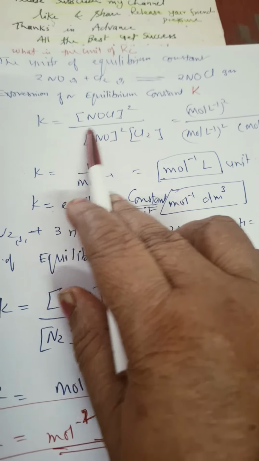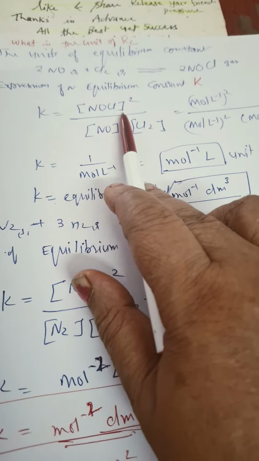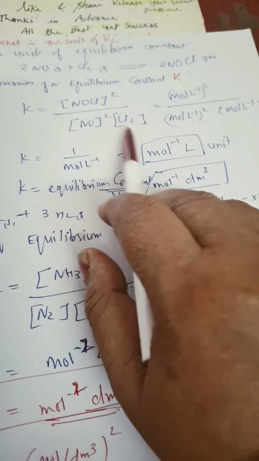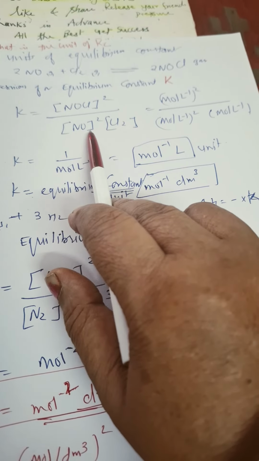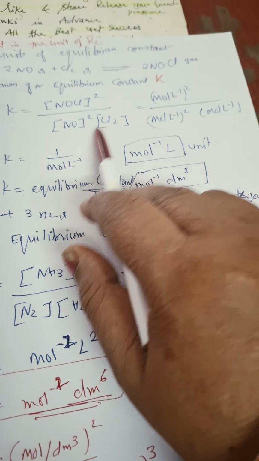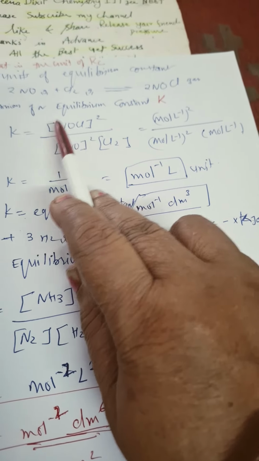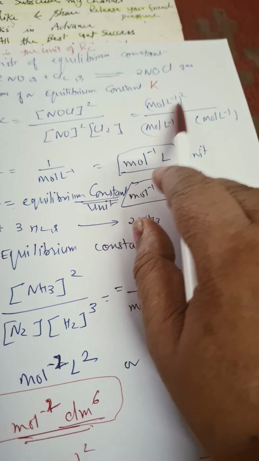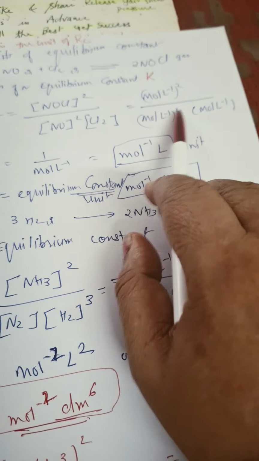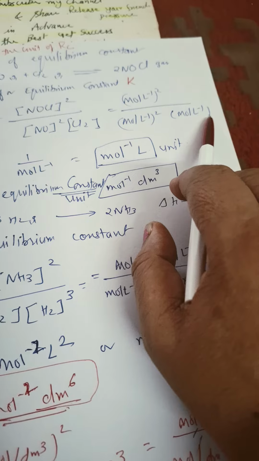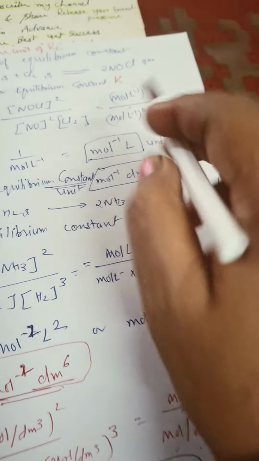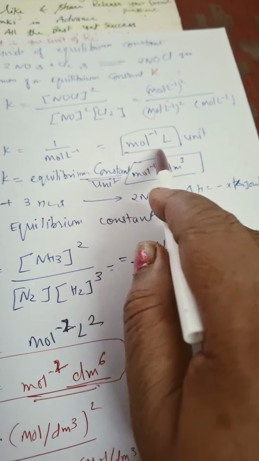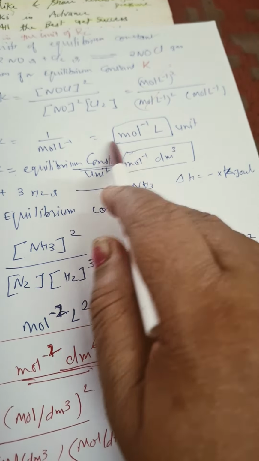So K is equal to the square of the molar concentration of NOCl, divided by the product of the square of the molar concentration of NO multiplied by the molar concentration of Cl2. The unit of molar concentration, I am saying, in terms of mole per liter we write mole per liter. Here it is the square of mole per liter, here the square of mole per liter, only here mole per liter. So these cancel. So the unit will be 1 by mole per liter, that is simplified to mole inverse liter. This is the unit of K.